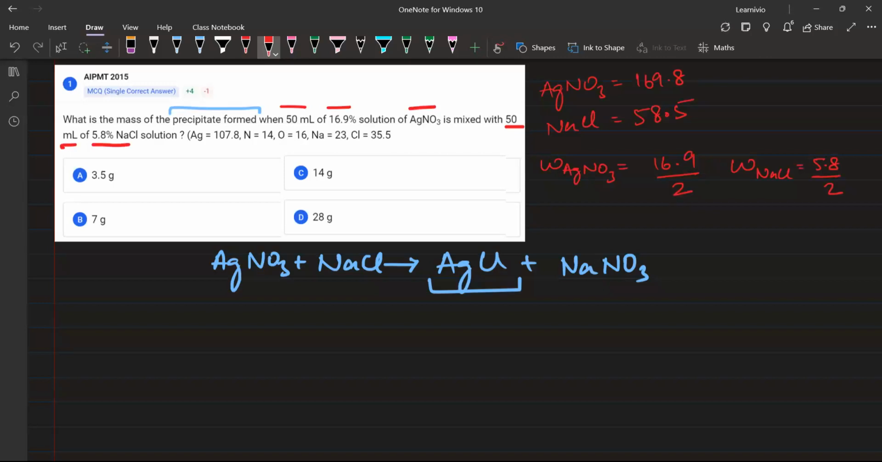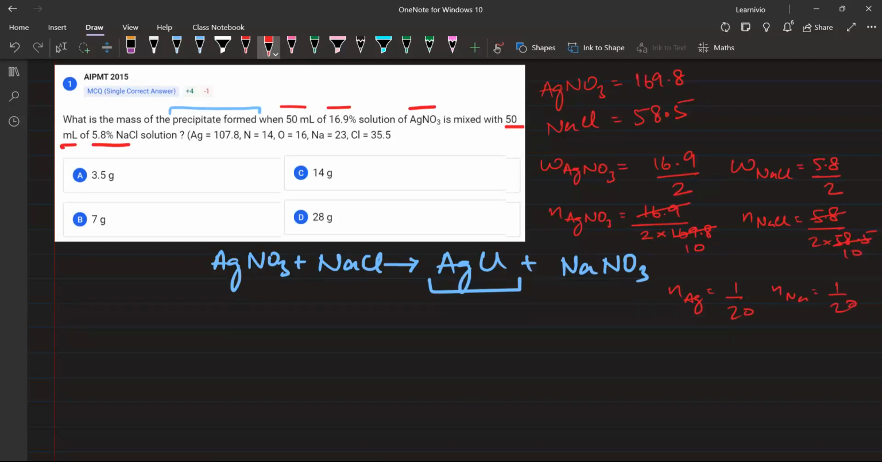Now we have got the mass, we will calculate the number of moles. Number of moles of AgNO3 will be equal to 16.9 divided by 2, multiplied by, this is the mass divided by molar mass 169.8, and the number of moles of NaCl will be 5.8 divided by 2 into 58.5. So if we multiply 16.9 by 10, then I will get approximately 169.8. So I will write 10 here, and similarly here also 10. The number of moles of AgNO3 is 1 upon 20, and the number of moles of NaCl is also 1 upon 20.